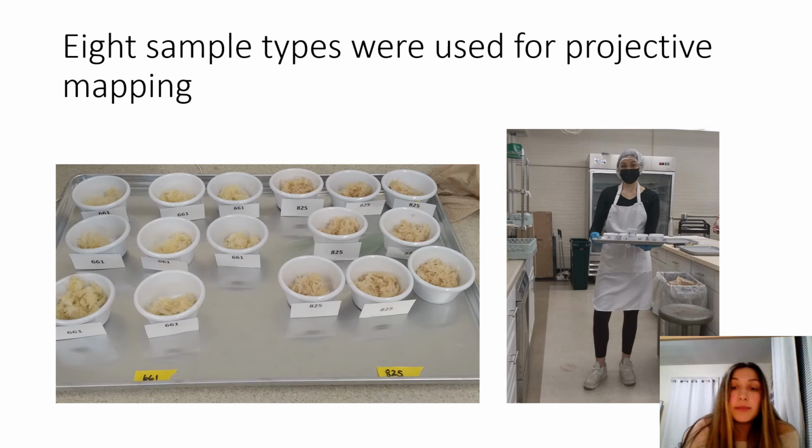Here we can see some examples of ramekins with 20 grams of sauerkraut sample. Each of these ramekins had a blinding code posted to the front of the ramekin, and the tray that we gave to each participant had 8 samples in a randomized order so that participants would not be eating the samples in the same order.